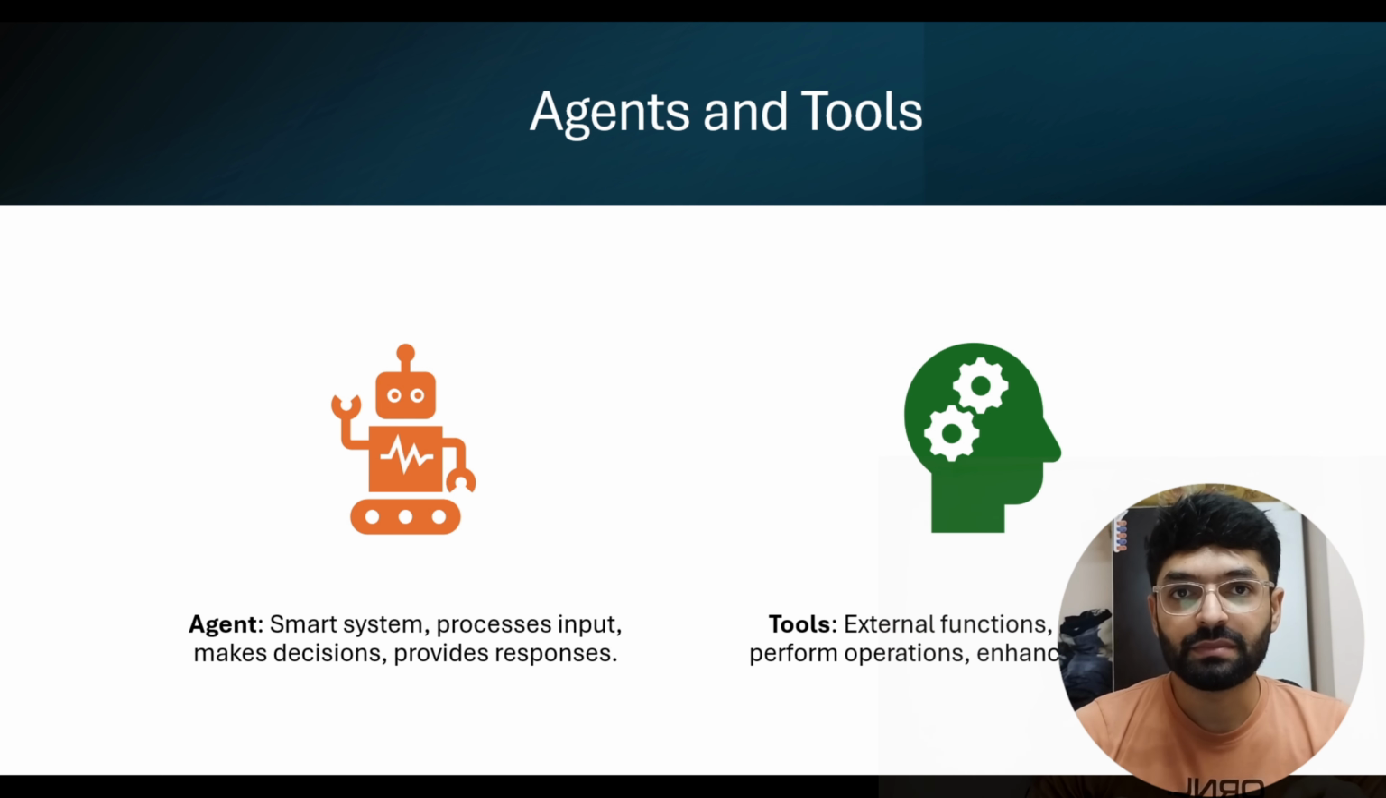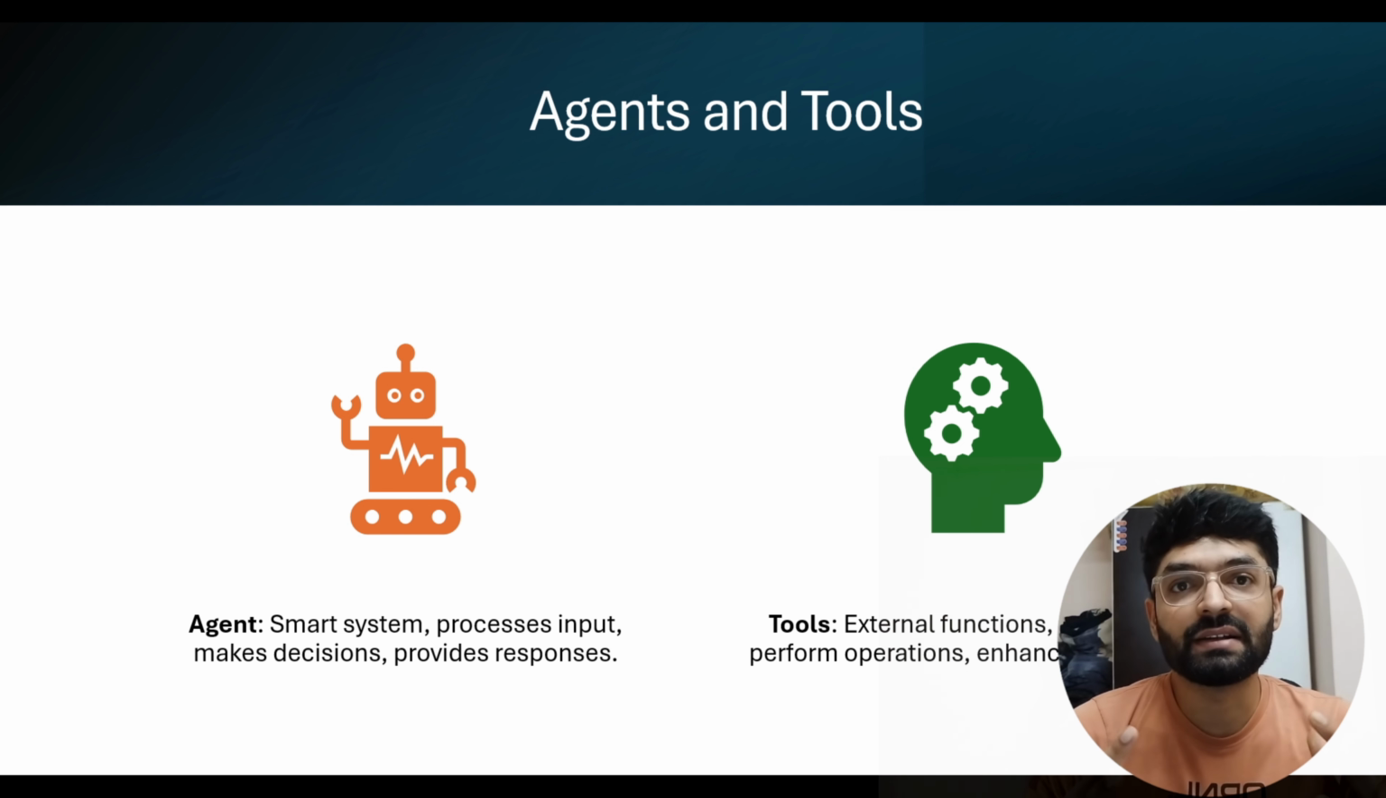So the user comes and gives some query in human language. Now the agent decides which database I should use, and what the query should be for that question that has been asked by the user. That is decided by the agent. So it is a smart system. It acts as a brain. It processes the input, makes decisions, and provides you the responses.